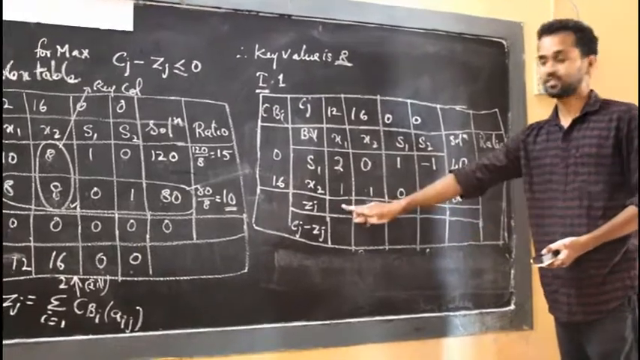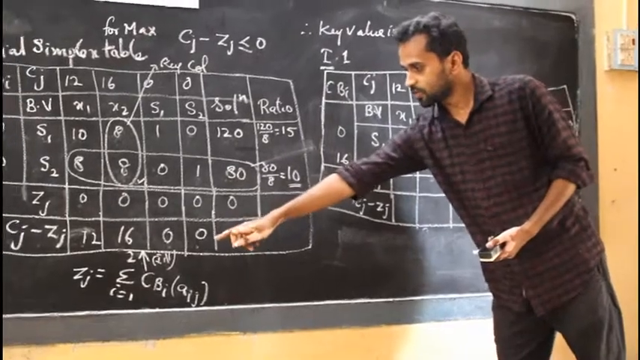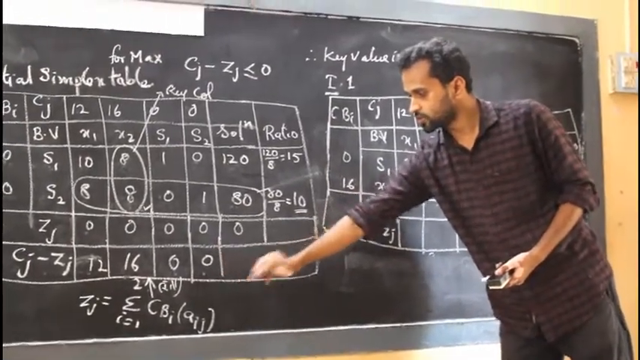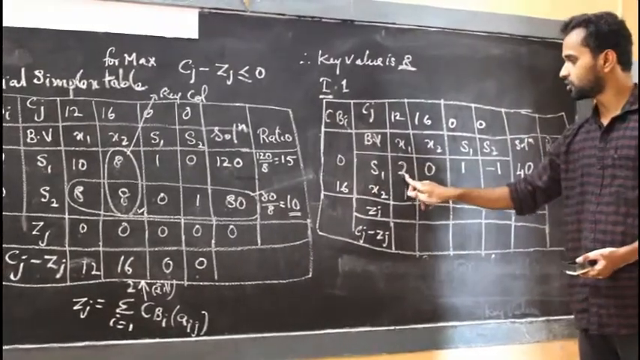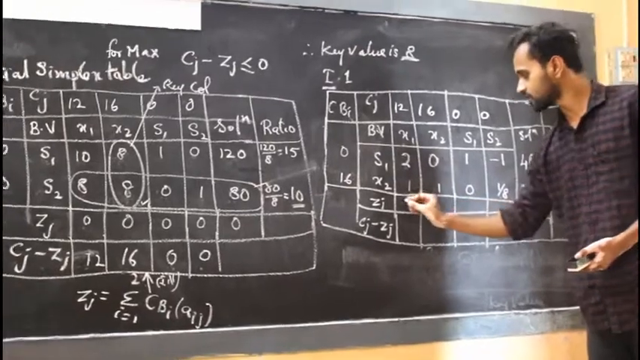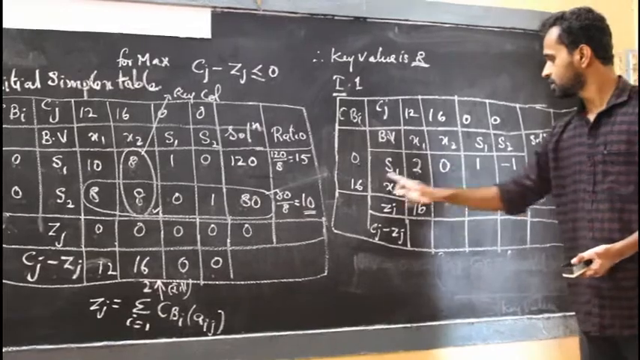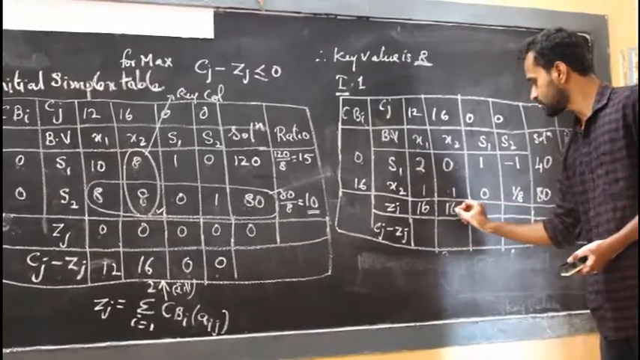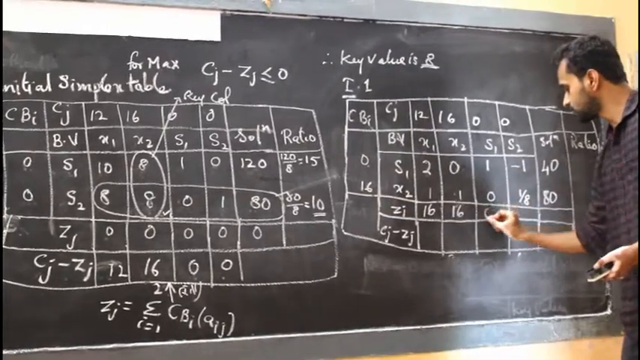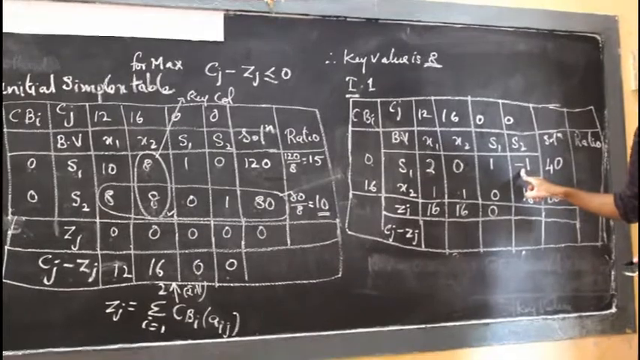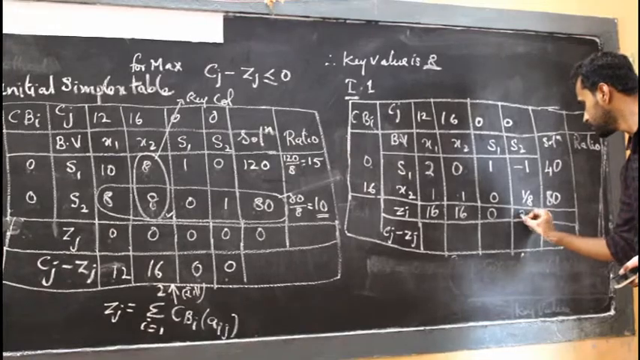Now I need to come back to the Zj value. Already I explained how to find Zj using the formula, summation i equal to 1 to m of Cbi into Aij. Or else we can do it with a technique: 0 into 0, 0 plus 16 into 1, that becomes 16. Then 0 into 0, 0 into 1, 0 plus 16 into 0, 0. 0 into minus 1 is 0. 16 into 1 by 8 becomes 2.